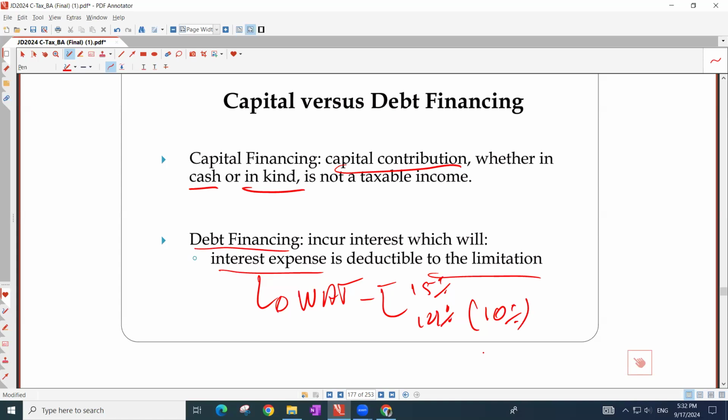If we pay 14%, we save 4% tax. If we pay 10%, then we pay 10% on the interest payments. But you have to be able to justify why you need the money. If you cannot justify, the tax department has the right to reject the interest payment to your related party or to your shareholder.